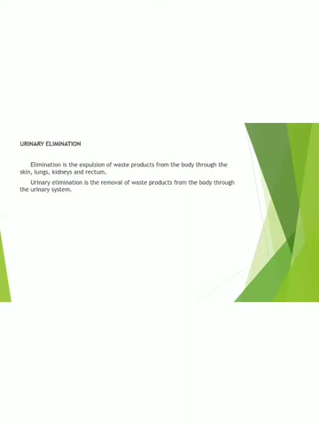Elimination is the expulsion of waste product from the body through the skin, lungs, kidney, and rectum. So everybody knows this. Urinary elimination is the removal of waste product from the body through the urinary system. So when we say elimination, it means something which we exclude from our body.